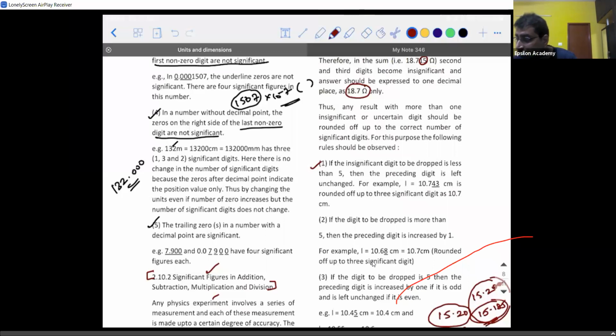If the insignificant digit to be dropped off is less than 5, then the preceding digit is left undisturbed or unchanged. For example, if you have some length value as 10.743 and you want to drop off 43, you should check the number 4. The number 4 is less than 5. So what is the preceding number to it? It is 7. So what should be the final answer? You can leave it as 10.7 itself.